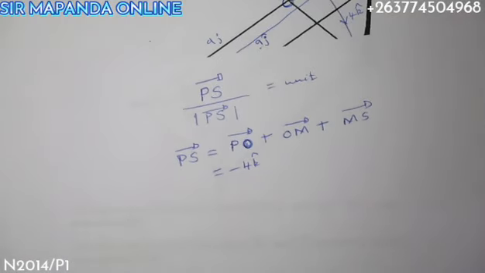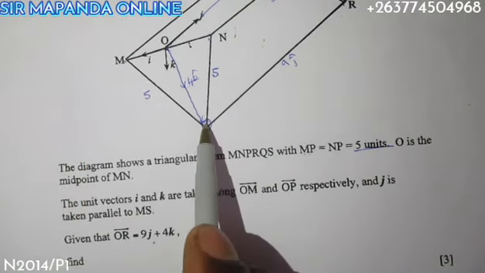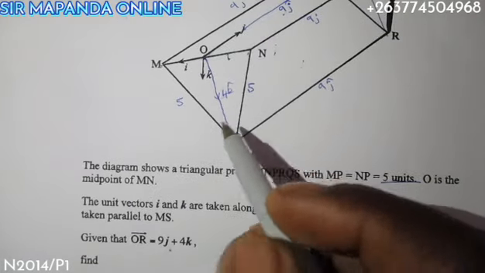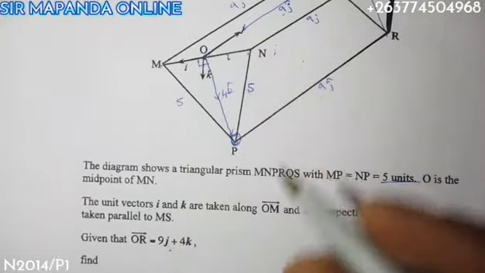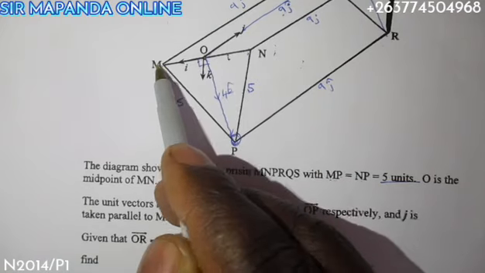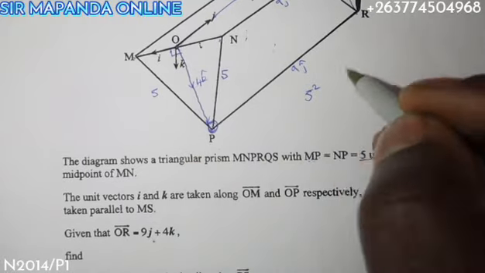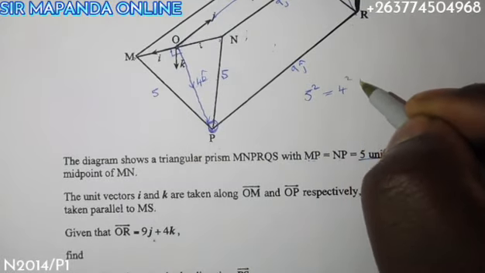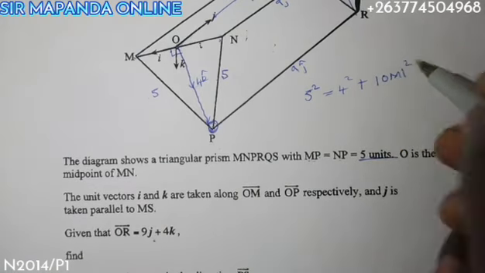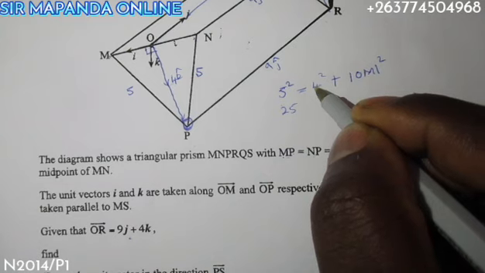Right. We now want to find OM. We are given by the question that the modulus from M to P is 5, and the modulus from P to N is also 5. It simply means that you can make use of Pythagoras' theorem to find the modulus of O to M. So you are saying 5 squared, now acting as your hypotenuse, equals 4 squared plus the modulus of OM squared. So 5 squared is 25. 4 squared is 16.